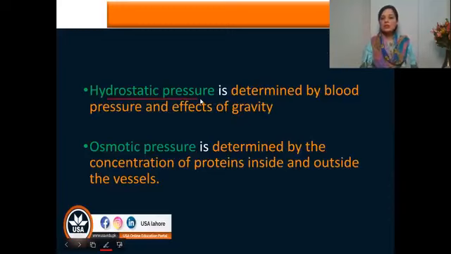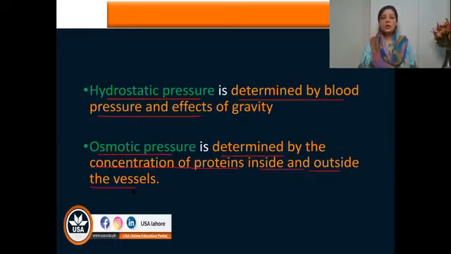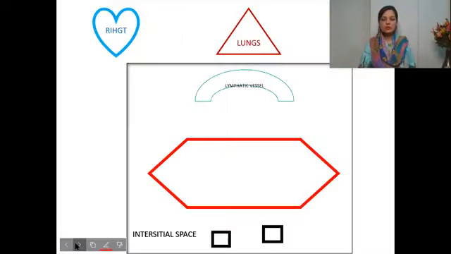Hydrostatic pressure is determined by the blood pressure and the effects of gravity, while the osmotic pressure is determined by the concentration of the proteins inside and outside the vessel. The proteins are going to govern the osmotic pressure, and the blood pressure and the effects of gravity are going to control the hydrostatic pressure.